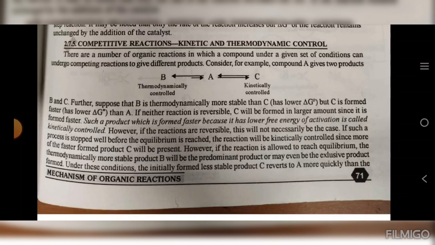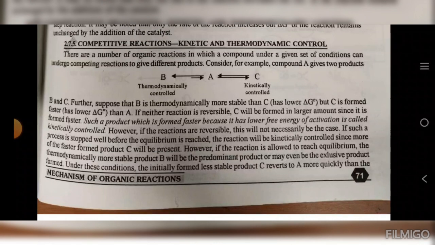If neither reaction is reversible, C will be formed in larger amount since it is formed faster. Such a product, which is formed faster because it has a lower free energy of activation, is called the kinetically controlled product. However, if the reactions are reversible, this will not necessarily be the case. If such a process is stopped well before equilibrium is reached, the reaction will be kinetically controlled, since more of the faster formed product C will be present.